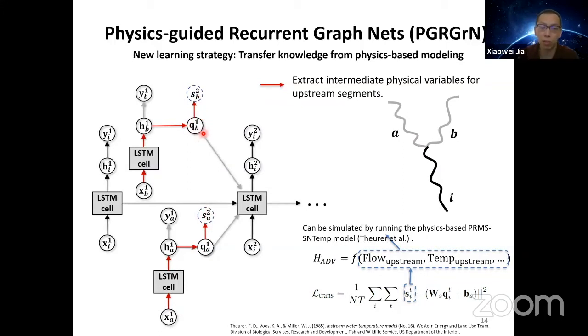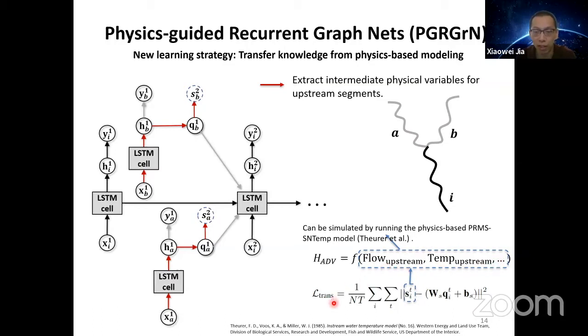So if we can do this, then we can make sure that these hidden variables QA and QB indeed contain sufficient information to represent these intermediate physical variables. And once these hidden variables are passed to the downstream segment, this LSTM cell can gather sufficient information to estimate this term HADV, which is basically the impact from upstream to downstream segments. And in our implementation, this set of intermediate physical variables can be simulated by running a physics-based model.